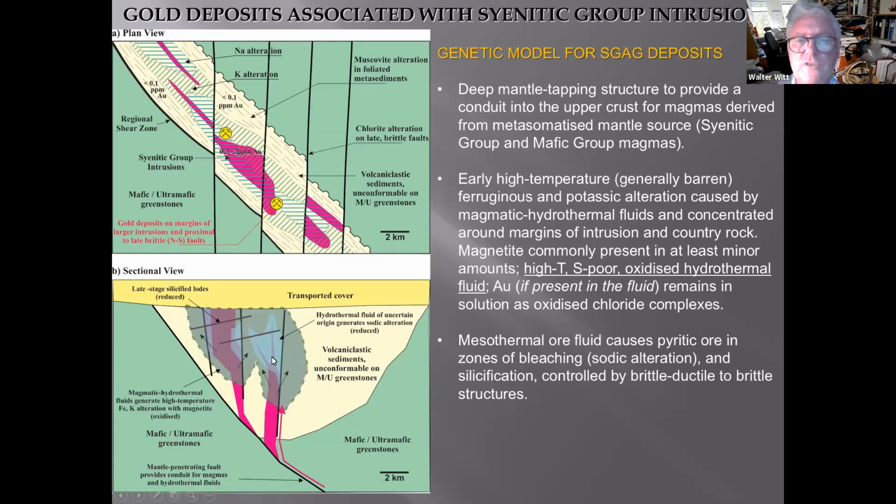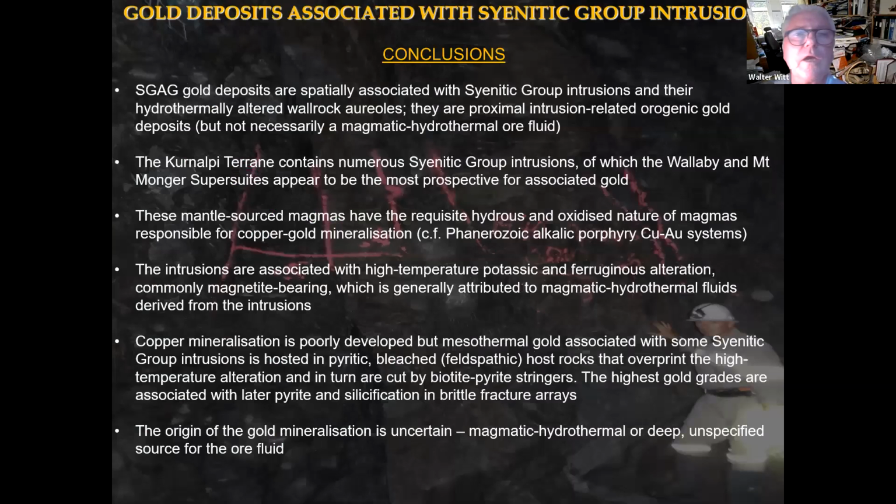The mesothermal alteration, which does contain the gold, is in volumetrically smaller domains of sodic alteration or bleaching, and the higher grade gold in the later brittle fracture arrays associated with silicification and pyritization. Okay, so that is the guts of the talk, and I'll finish up with a couple of slides which enumerate the conclusions.